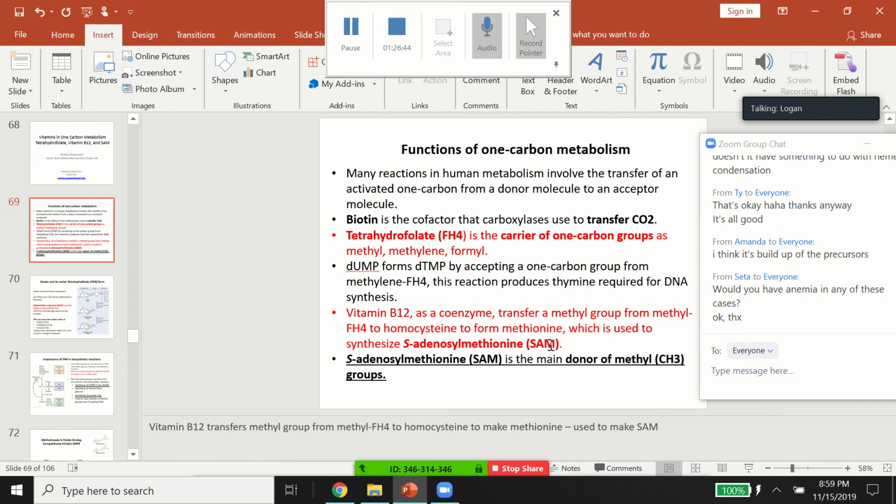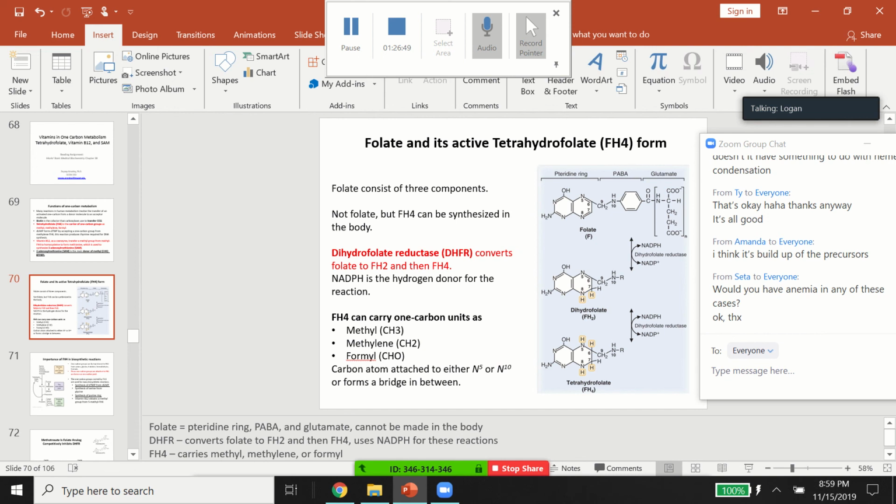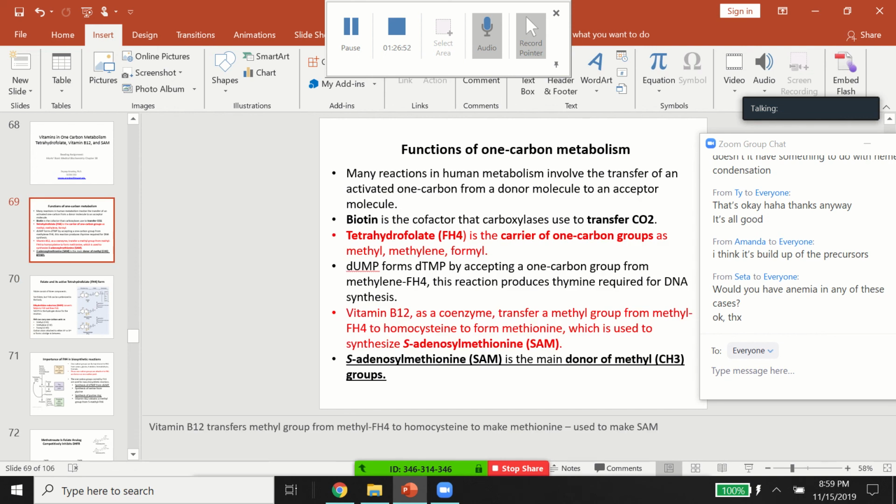Vitamin B12, we've already mentioned it in Dr. Kick's lecture with the whole homocysteinuria type thing. We already mentioned that in the last session I had. But anyway, vitamin B12 transfers a methyl group from methyl FH4 to homocysteine to form methionine, which is used to synthesize SAM. That's a very important point, and honestly sums it up the best way possible. I would keep that specific point in mind because it would help you not be as confused.